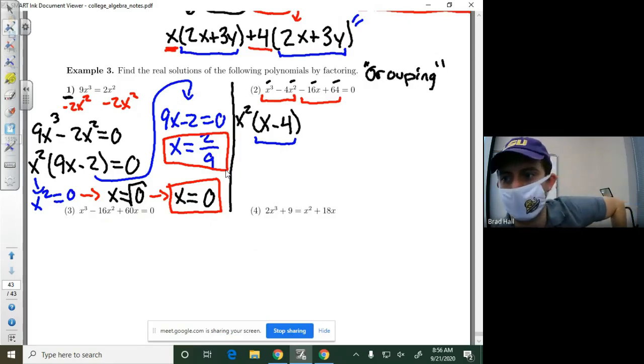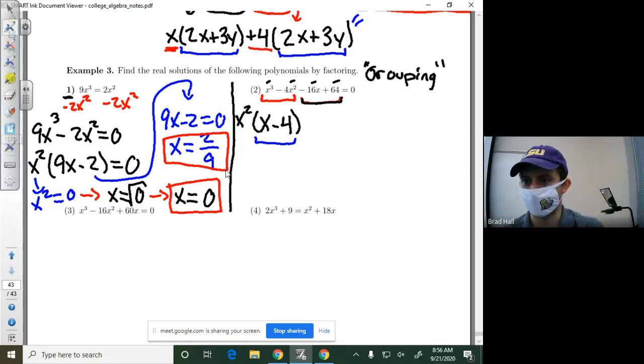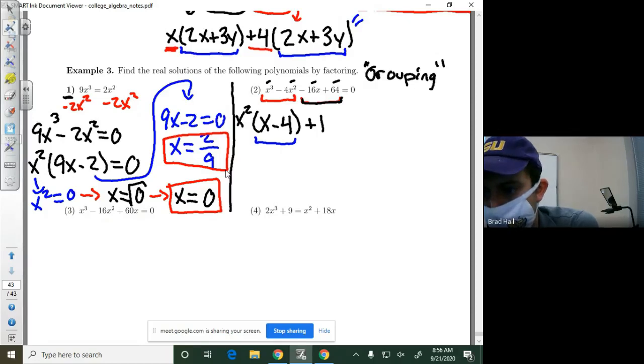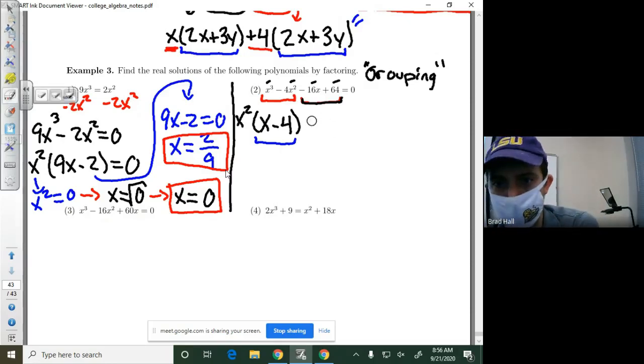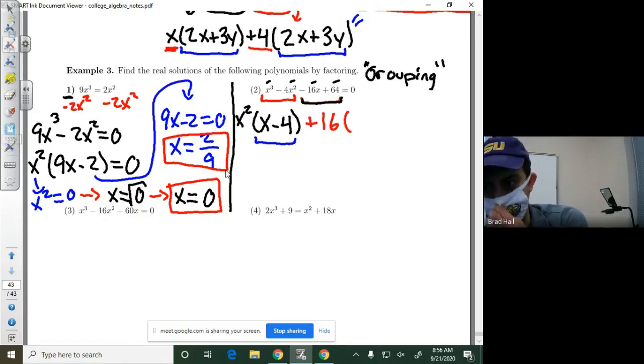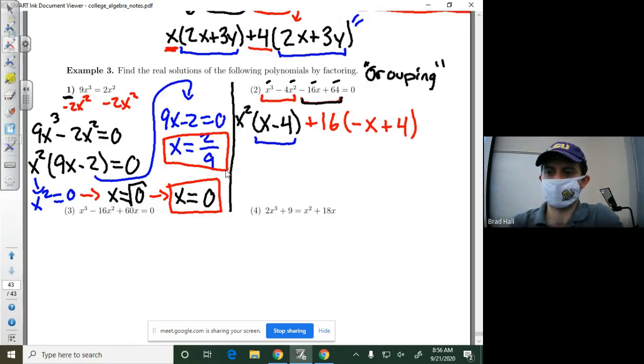So for the next 2, if you were just to factor out a 16, in fact, I'll write this in red, so this isn't correct on its own. If you factor out just a 16, then you would be left with negative x plus 4. And notice that's off. It's not the same as the x minus 4. It's off by a sign. So to make them match, we have to factor out negative 16.